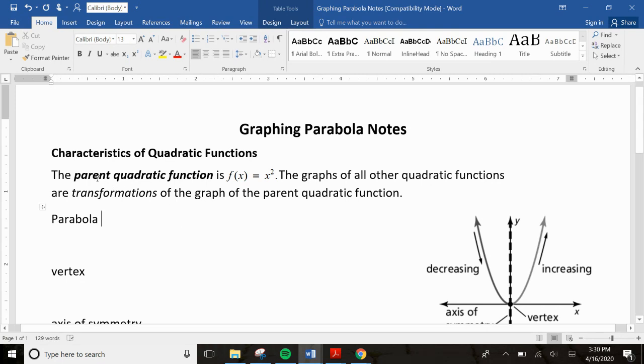So like I said, our parent quadratic function is f of x equals x squared. Just to remind you, f of x is just another way of saying y. So if I had y equals x squared, still the parent function. We've talked about quadratics, and in order for a function to be a quadratic, the largest exponent has to be 2. So if you have x squared, another variable squared, as long as the largest exponent of the variable is to the second power, then it's considered to be a quadratic function.